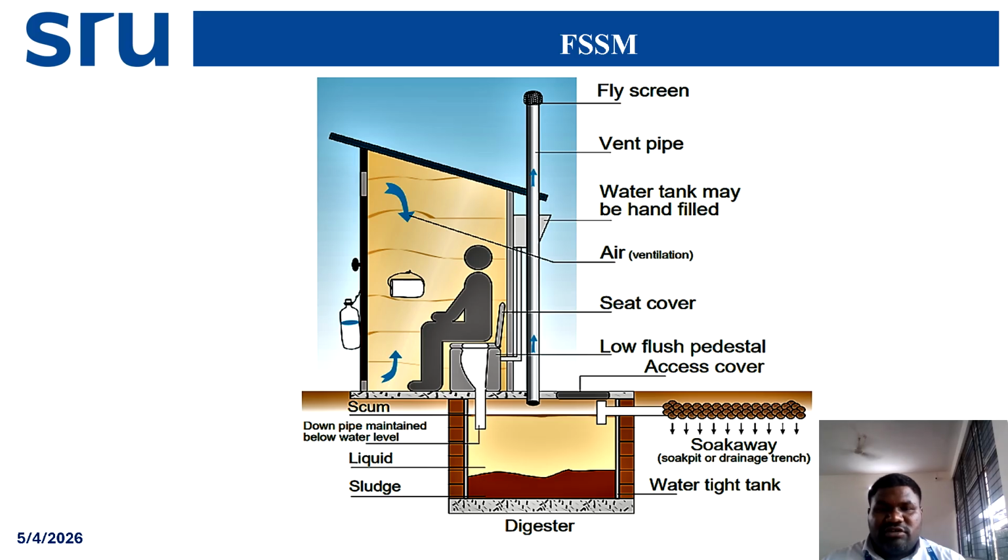See this is the fly screen, and this is the vent pipe for the gases released at the digester. Generally it is a watertight tank so that anaerobic digestion happens. The gases released in this tank go out through the vent pipe. This is the typical layout of the septic tank and how it generates sludge, then the wastewater pathway. Everything will be discussed here.